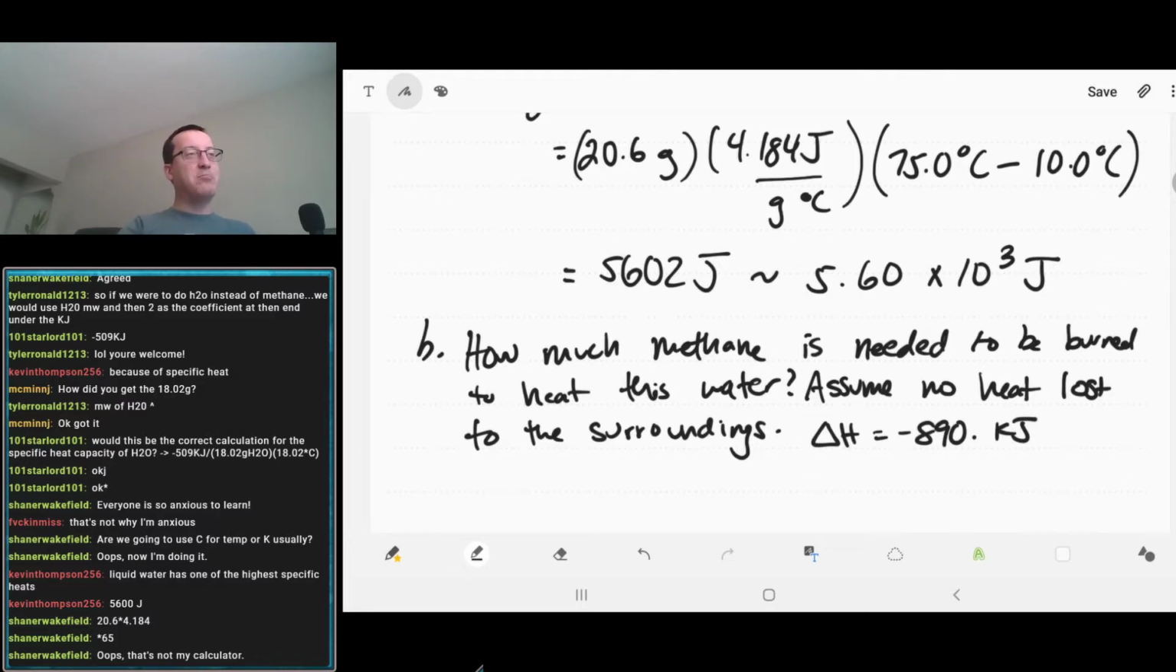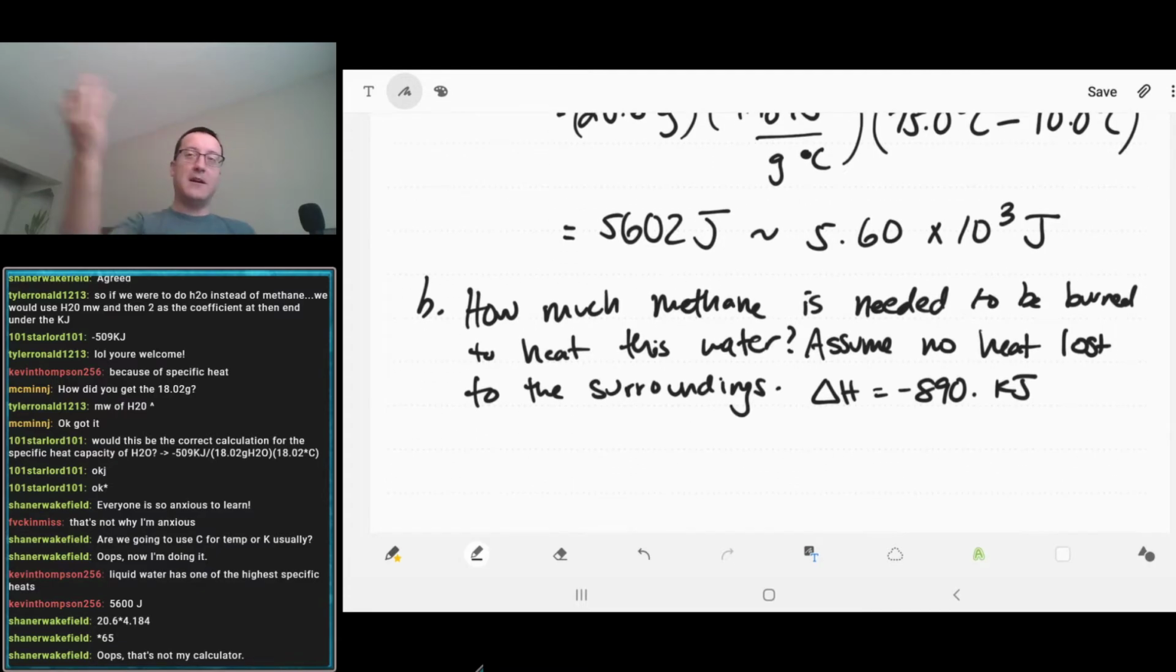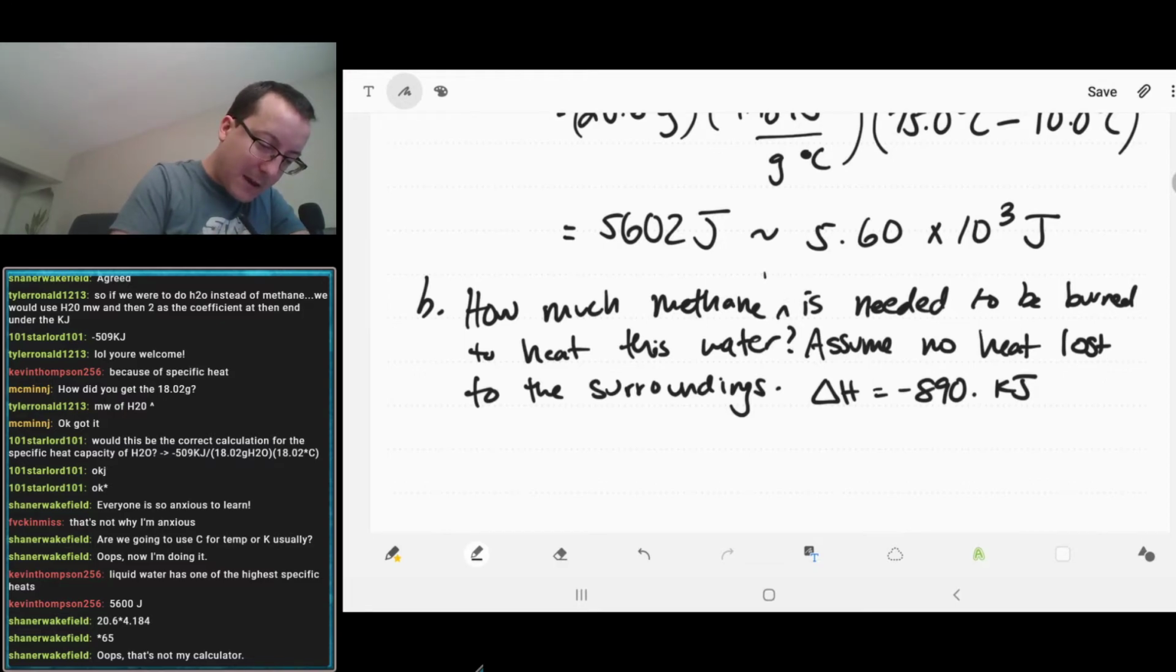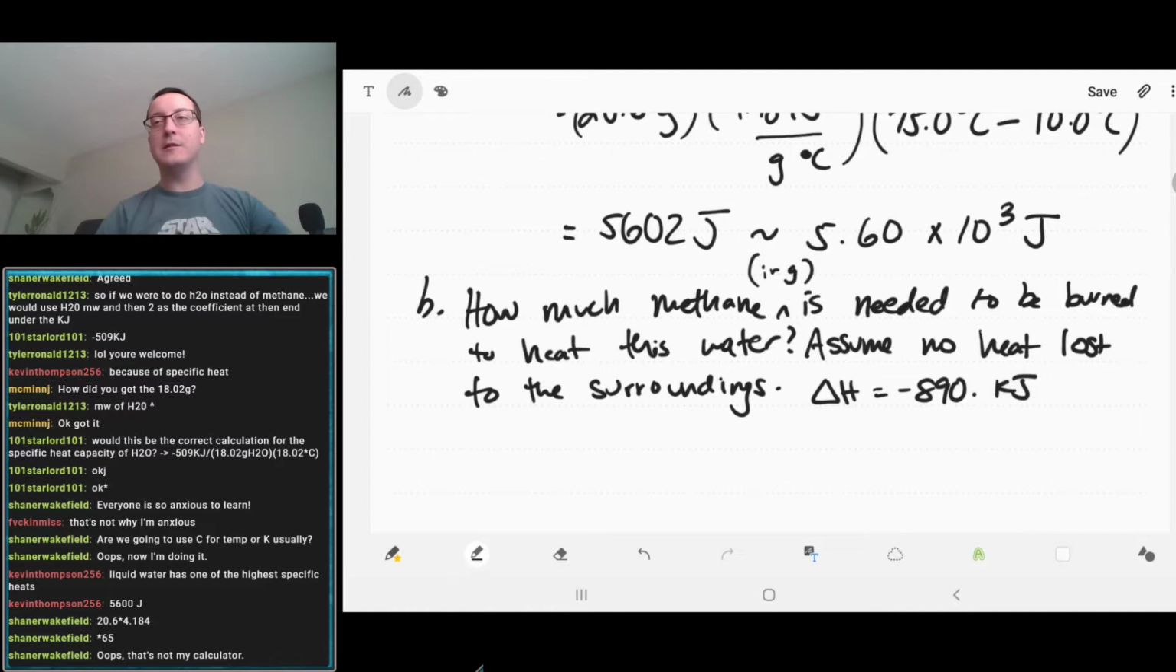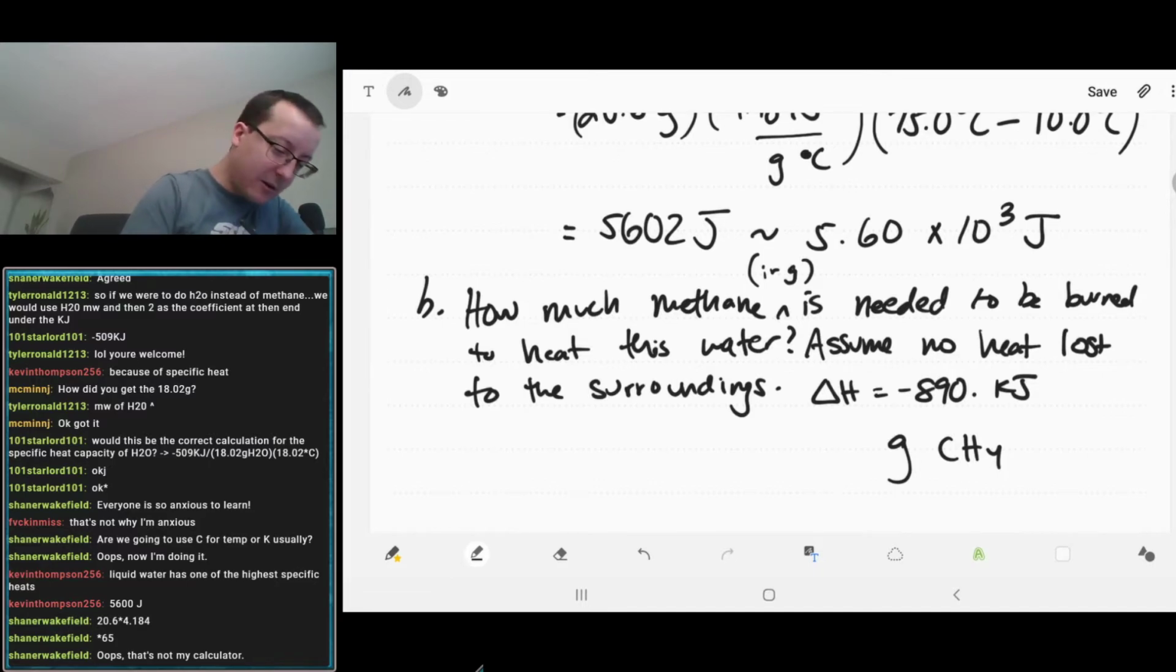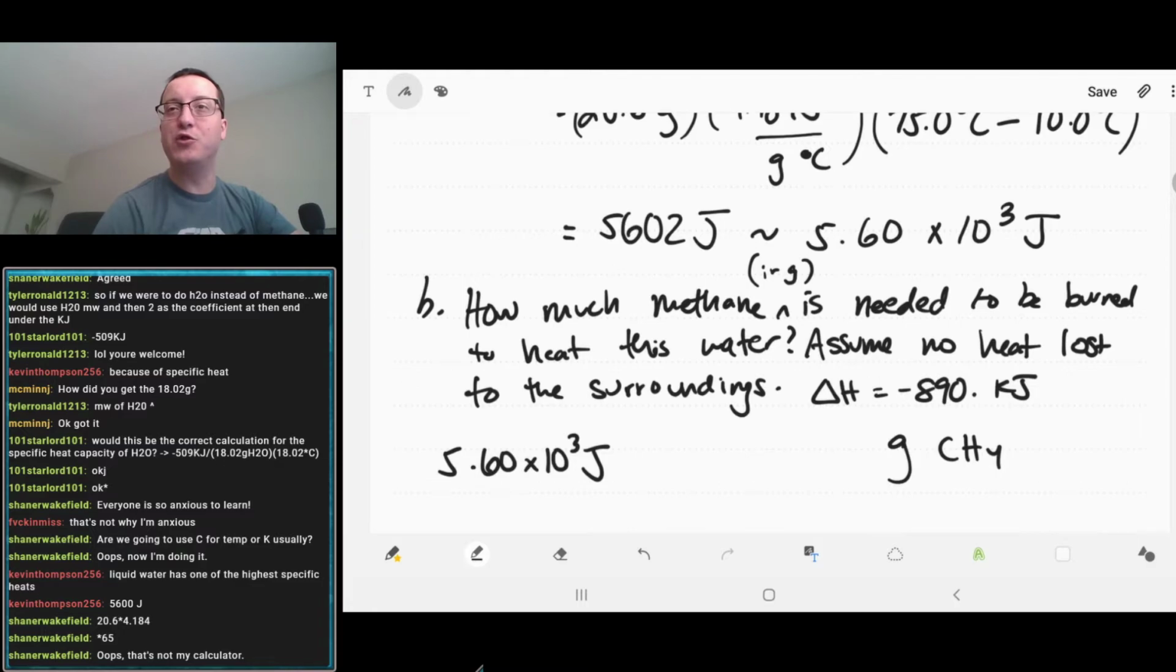How do we want to go about this problem? As always, guess what? It's just a unit conversion, as every other problem in chemistry is. So, how much methane? That's a quantity, right? Let's say in grams, because I should always give you a unit. We're looking for grams of methane, right? We know that we had our amount of joules.